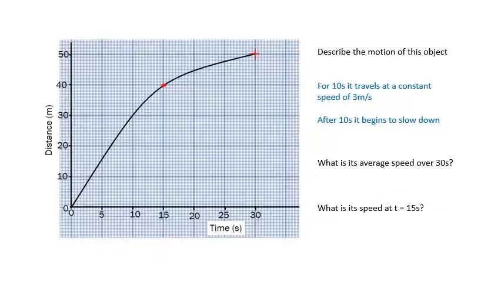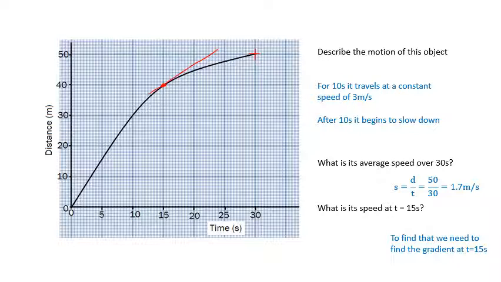And how do you find that? Well, to find that, we need to find the gradient at that point on the graph. So what you need to do at that point on the graph, and I've done it a bit neater on the next slide, is draw a tangent. So you draw a tangent, you do a nice big one as well, not a pathetic little titchy one. A tangent is a straight line which touches a curve at one point only. So you draw a tangent and then you get the gradient of the tangent, and that will tell you the speed at that point in time.